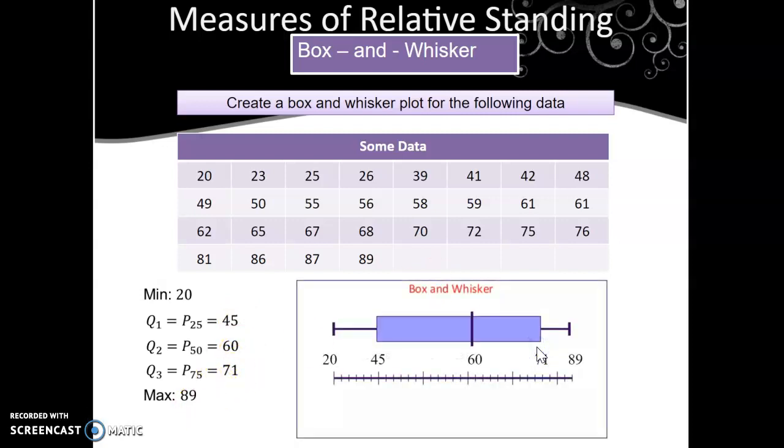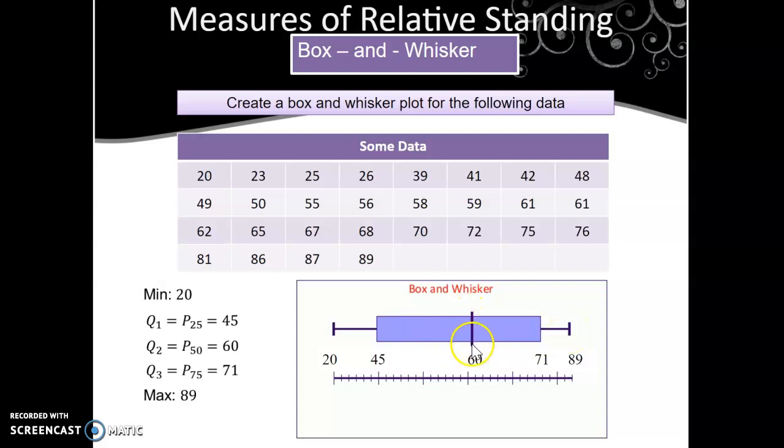on there. Where 20 is the whisker on the far left. 45 is the left side of our box for quartile 1. 60 for quartile 2, or the 50th percentile, or the mean, whatever you want to call it. 60 is the line in the middle of the box. 71 is the far right end of the box. That's quartile 3. And the end of the right-hand whisker is 89.